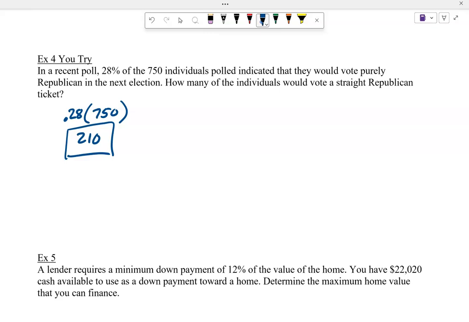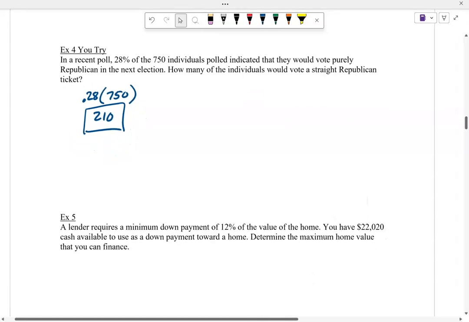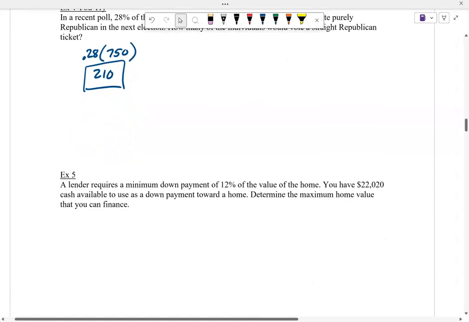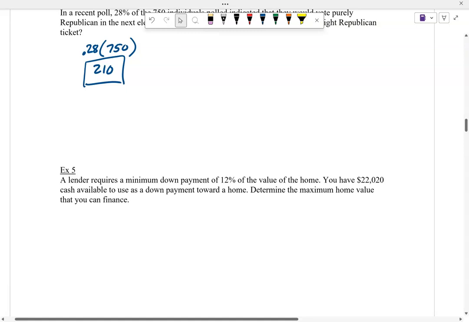Let's move on here to example 5. A lender requires a minimum down payment of 12% of the value of the home, and we have $22,020 to put down as a down payment. So how much would be the maximum home value that you could potentially qualify for?